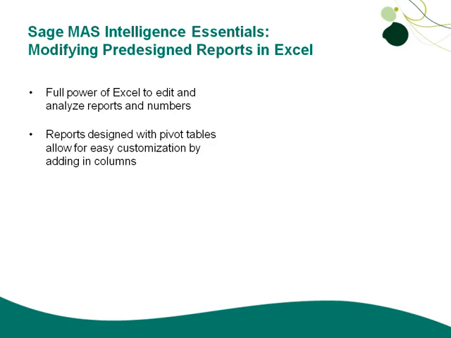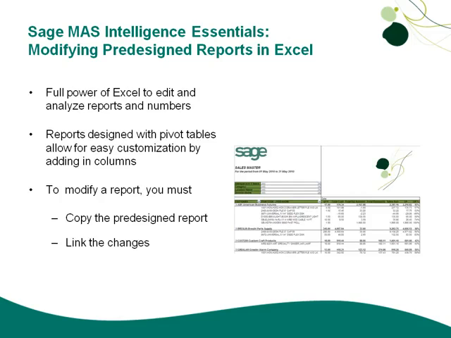Reports designed with pivot tables allow for easy customization by adding in columns or doing other things, and we're going to look at how you might modify some of these. To modify a report, you must copy the pre-designed report and link the changes. So here we have an example of our sales master. And let's make some changes to that so we can see how easy it is to use a base report and customize it to our own.